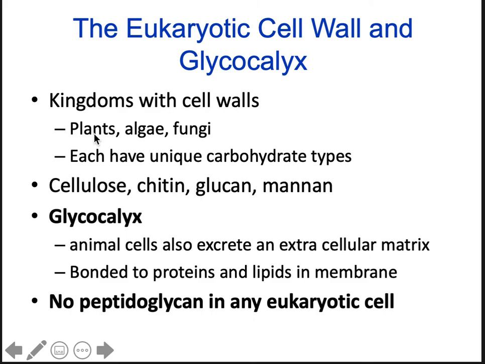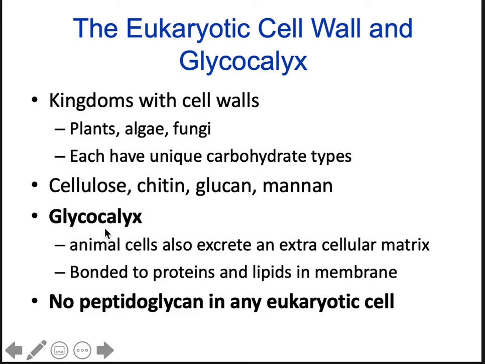Plants also have cell walls, and of course their characteristic cell wall component is cellulose, right? And algae we don't really talk about in this class, but they can have glucan, mannan, or cellulose. But it's mostly just fungi that have chitin, and plants predominantly have cellulose. All right, so unique carbohydrate types.